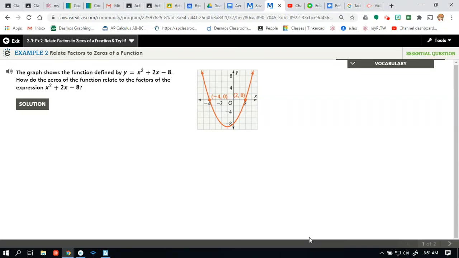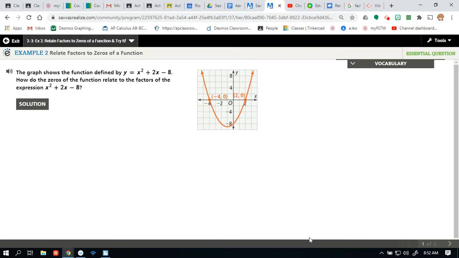We are here for topic 2, lesson 3, example 2. We have a nice graph. So in this example, we're going to relate factors to zeros of a function. We're going to see how the factors that we get relate to our graph, because we've been looking at the graph up to this point. We've been looking at key features of the graph, and the zeros of the graph are key to our parabola.